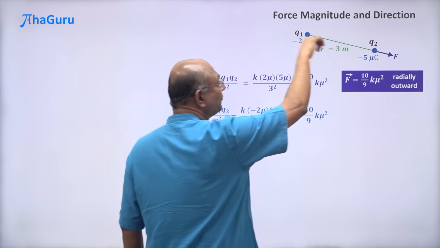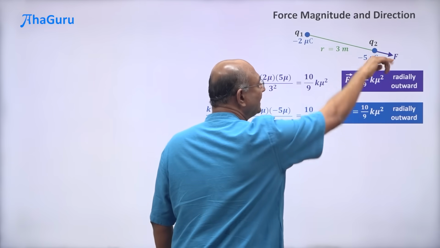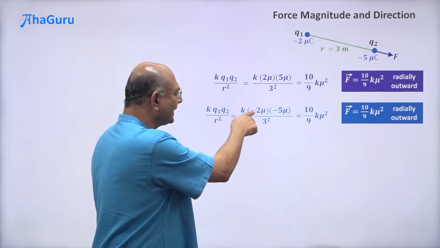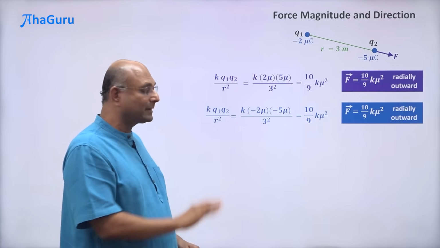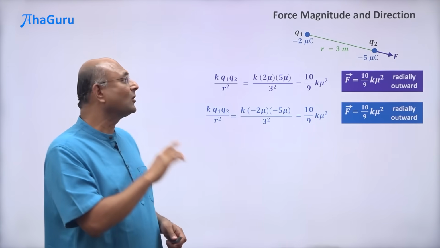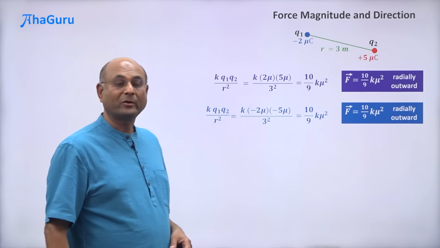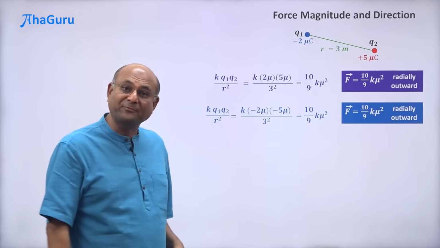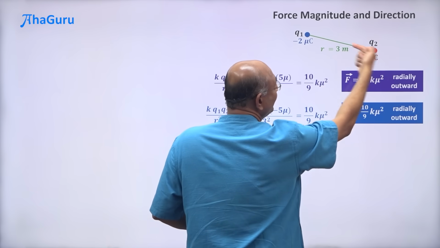So how much will be the force vector? It will be 10 by 9 k micro squared radially outward. You can say, I shouldn't have put the minus sign, but it was okay because minus into minus cancelled out. But I don't want to think of this as a mistake. I am saying look at this as a pattern. Suppose I had one with a negative sign and one with a positive sign, one charge was negative, minus 2 microcoulomb, and one charge was plus 5 microcoulomb. Now it will not be radially outward. It is going to be radially inward.